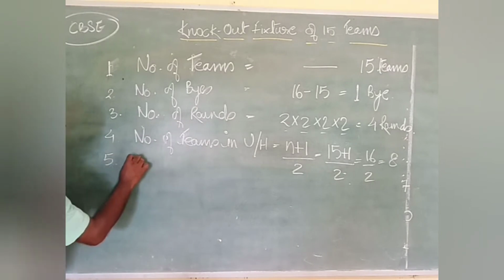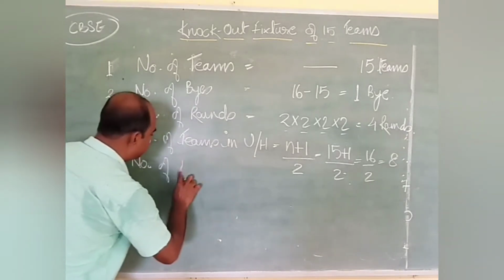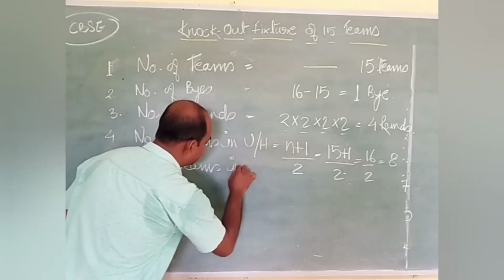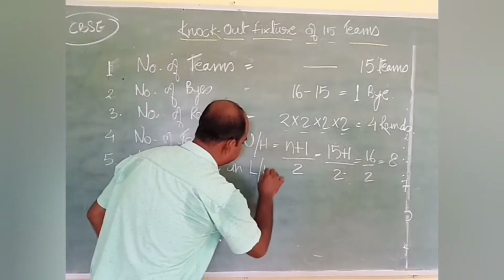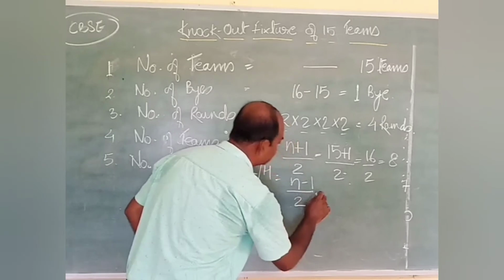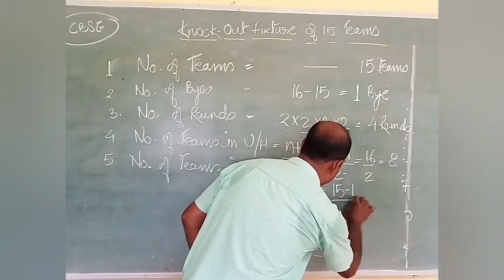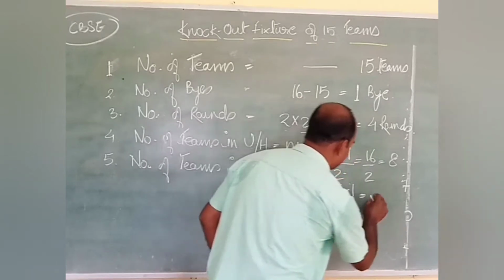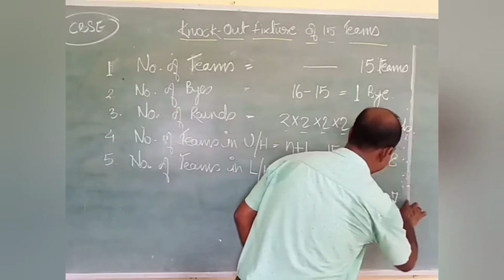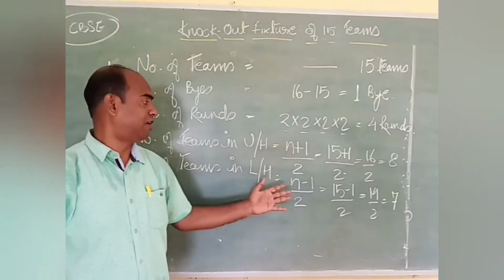Number 5, number of teams in the lower half is n minus 1 by 2. Number of teams is 15, so 15 minus 1 by 2 is equal to 14 by 2. Answer is 7. So there will be 7 teams in the lower half.